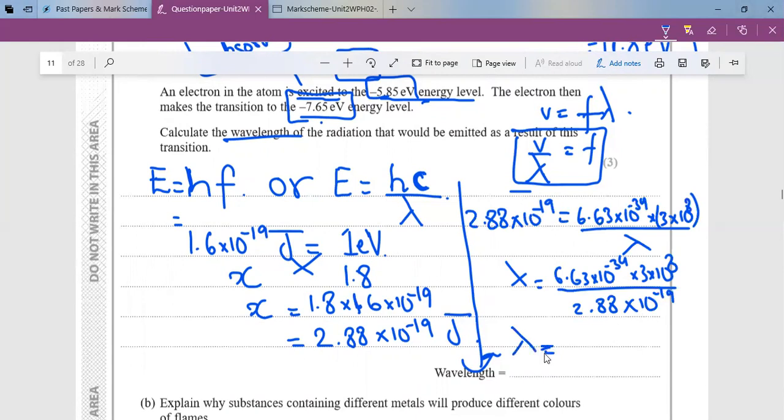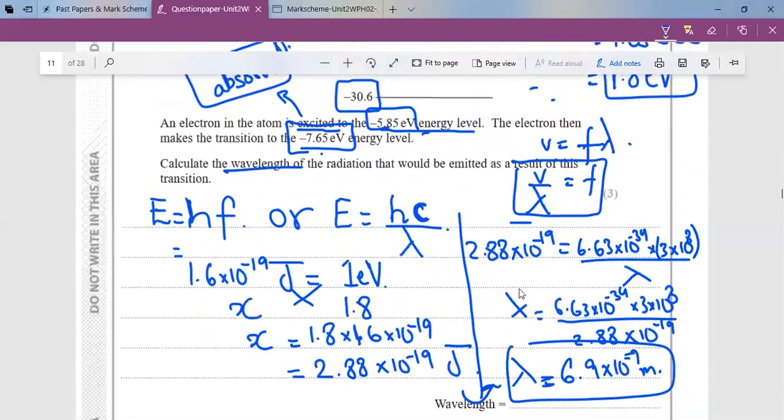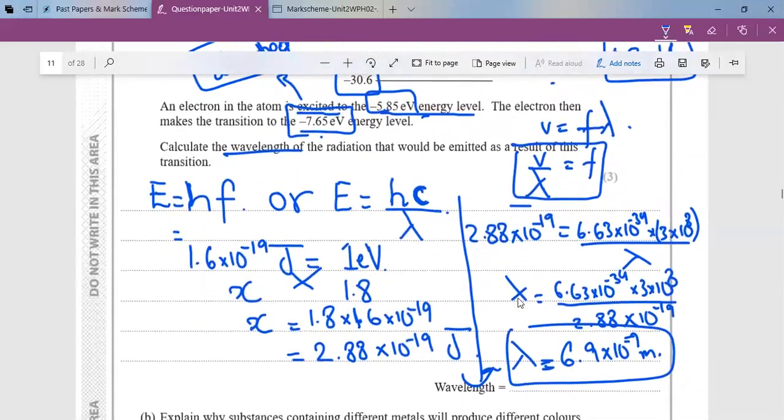What's the answer? 6.9 into 10 to the power minus 7 meters. Okay, that's the answer. So, get it? Yeah. And now do you remember this value? Yeah. Do not forget it, okay? That's also the charge of a single electron. This is very important.